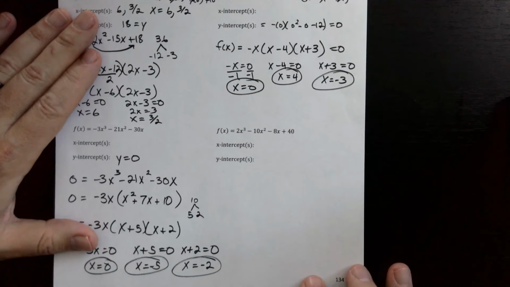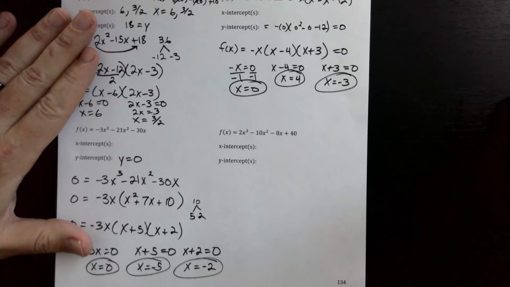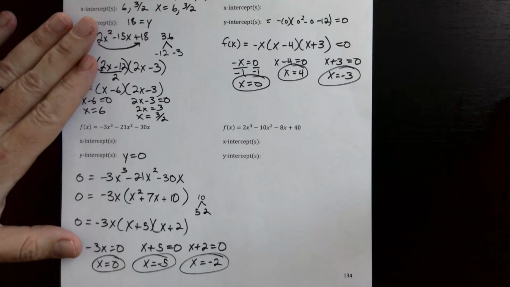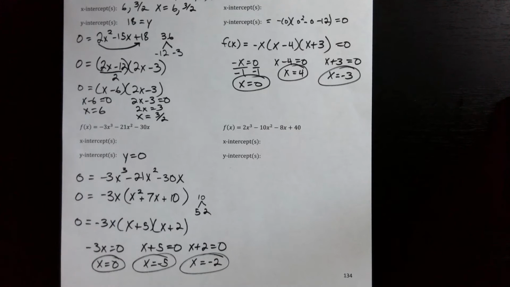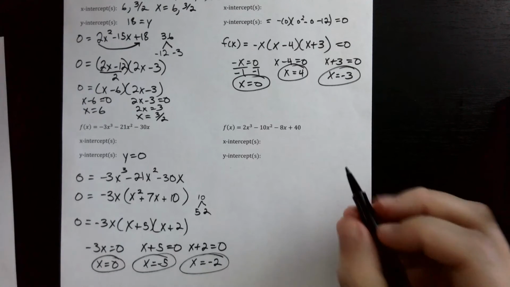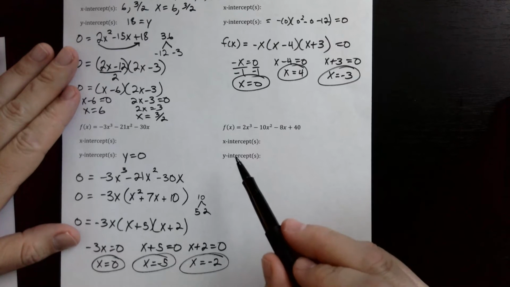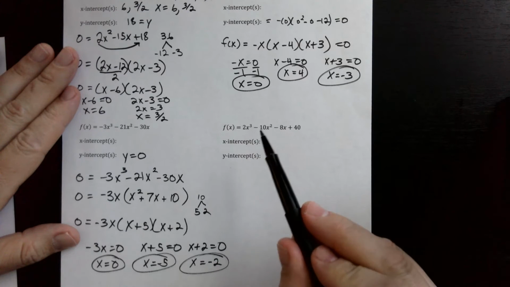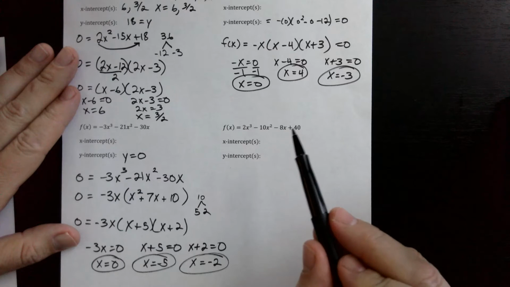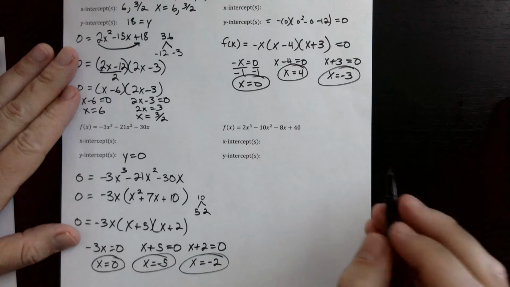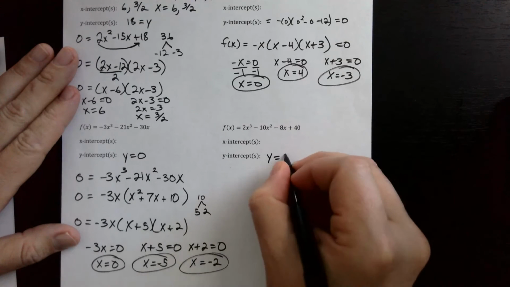Okay, let's do this last one here. On this one we have 4 terms. So this one is going to need to be factored by grouping. But before we do that, we can answer the y-intercept. If we plug in a 0 for x, this term goes to 0, this term goes to 0, this term goes to 0. This is what's left. So our y-intercept is y is equal to 40.